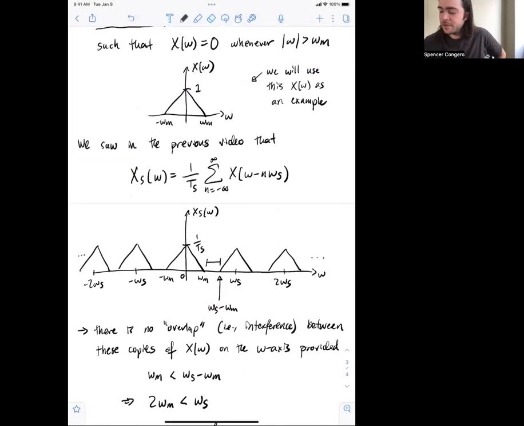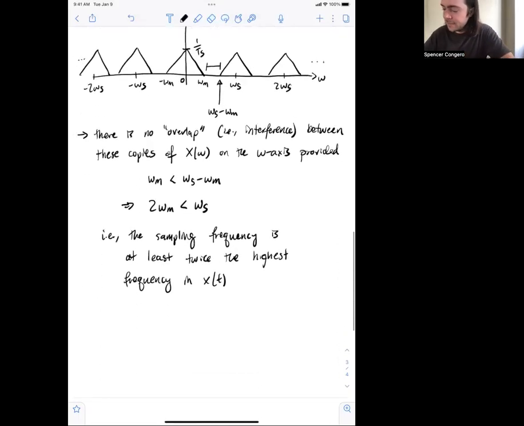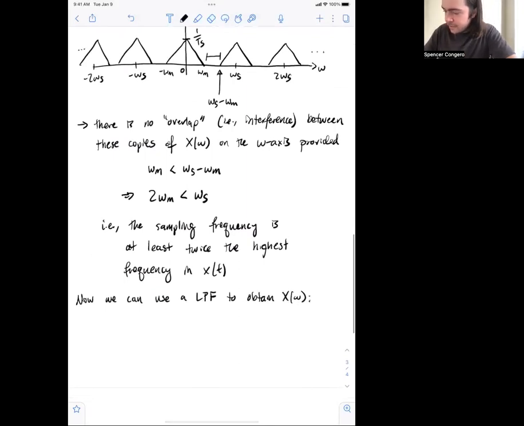Okay, so that's what I want to do. What we're going to do is put a low pass filter on this signal to get rid of all of these high frequency components and just be left with our perfect copy of x of omega, and we'll scale it appropriately to get back exactly x of omega. So let's do that. So now we can use a low pass filter to obtain x of omega. Okay, and what should our filter be? Well, it's pretty much what I just said. So we want it to be a low pass filter.